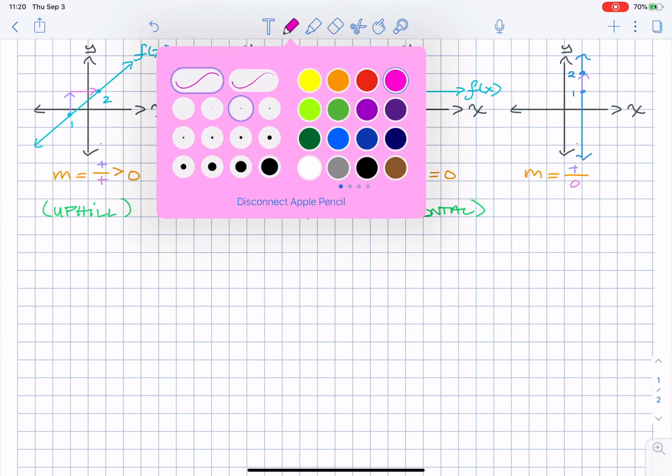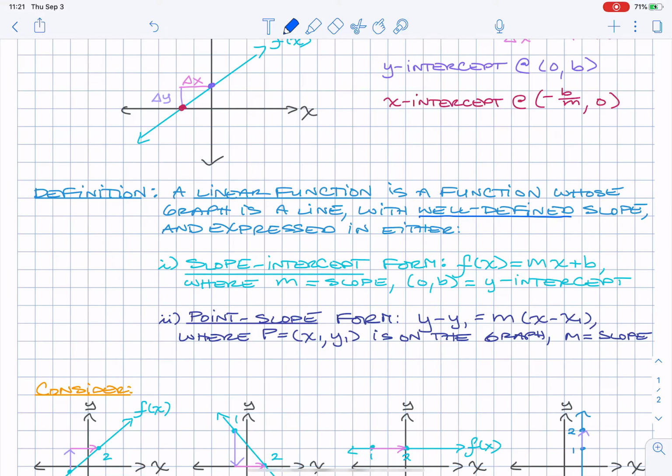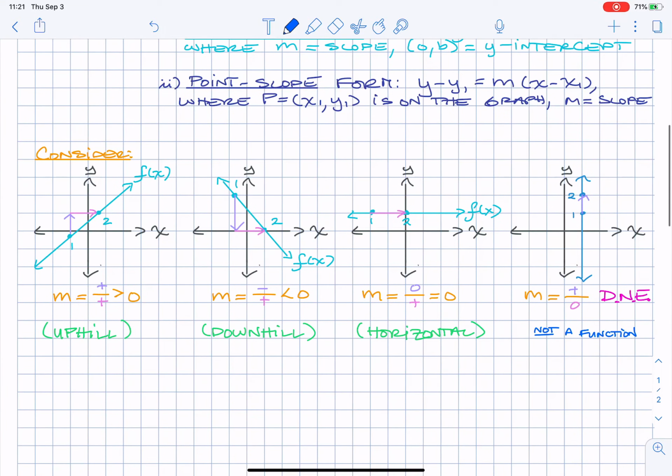And note that this does not pass the vertical line test because it is a vertical line. So this is not even a function. So not a function. Maybe I should put that beneath instead of on top here. So not a function, right? So a vertical line might be a relation, but it's not a function. So this is what we mean when we say well-defined slope up here. It cannot be a vertical line.